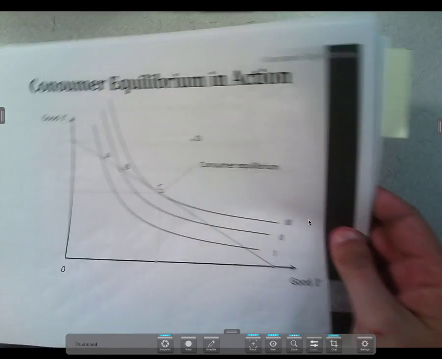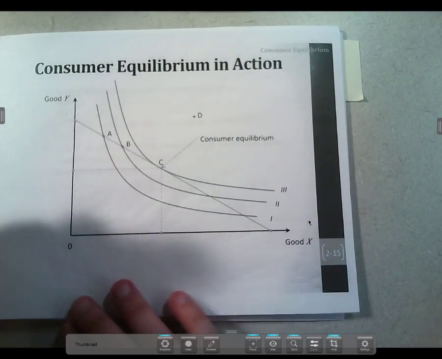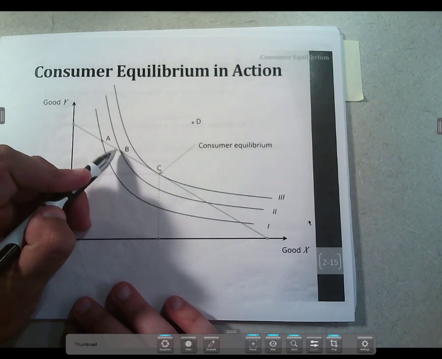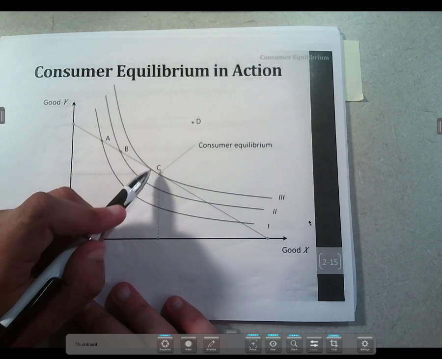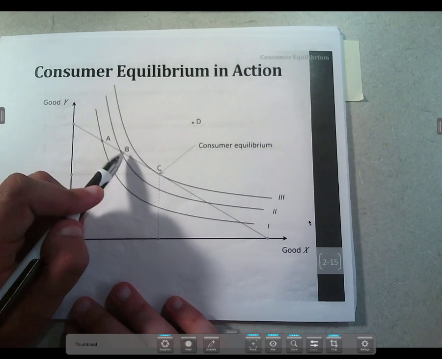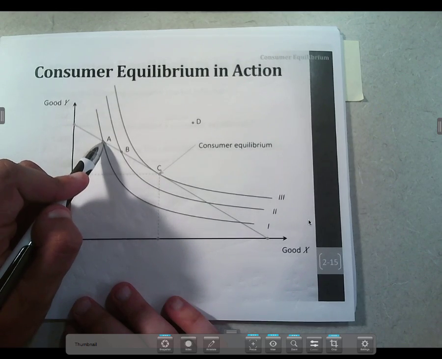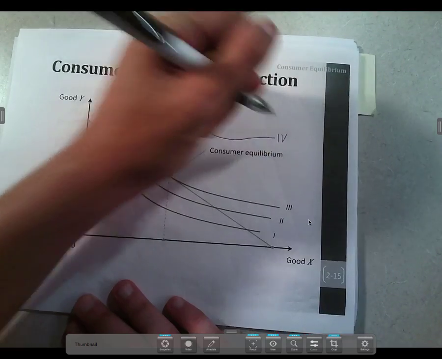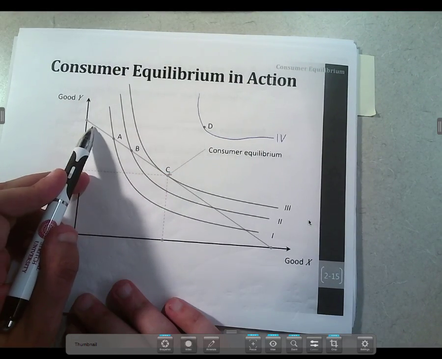And you start to see that on this picture here. You see that point of optimality where they're just tangent. The problem here is that C is preferred to B, C is preferred to A. There is an indifference curve line that's going through D. The problem with D is that it's not affordable.